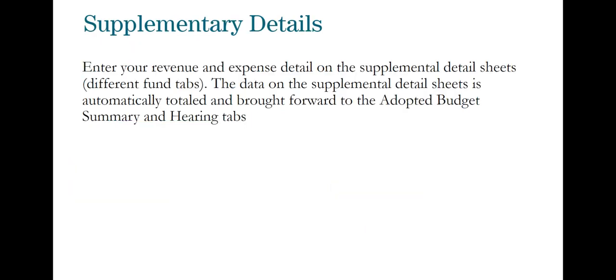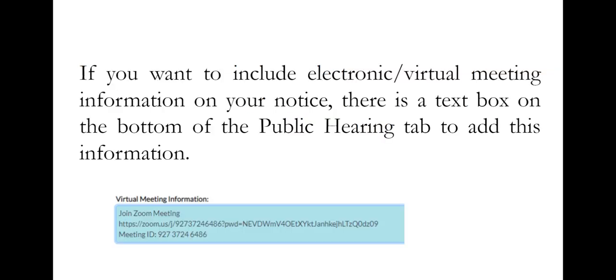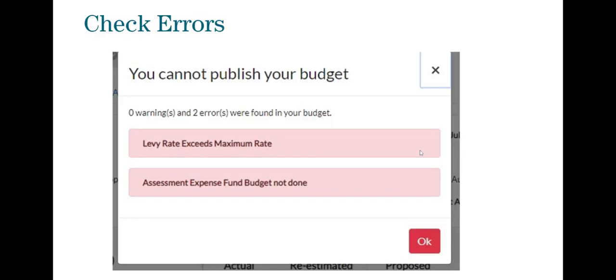Again, supplementary details, you enter those revenue and expense details on those detail sheets, all those different tabs. It pulls it forward to the adopted budget summary and the hearing notice tab. On the hearing notice tab, if you want to include electronic or virtual information, if you're still providing that as an option, then there is a text box that you can include that information.